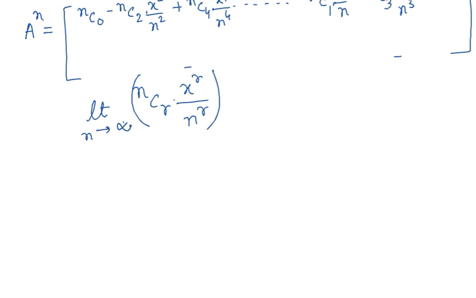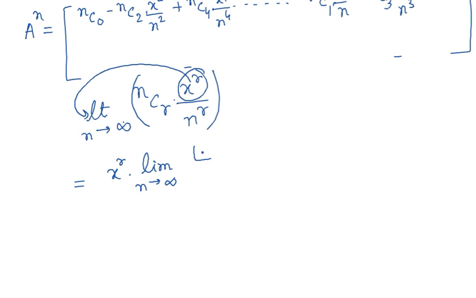You can see that this itself can become a limiting question. So let's try to see what will happen. Now here you can see that this x to the power r term can be taken out of the limit because it is not dependent on n. So it will become x to the power r into limit n tends to infinity NCR. We know the definition of NCR is factorial n by factorial r, factorial n minus r, into 1 by n to the power r.